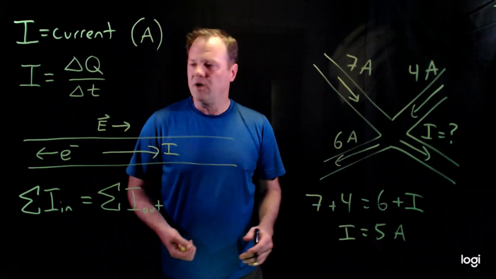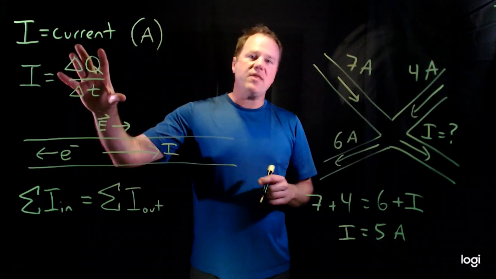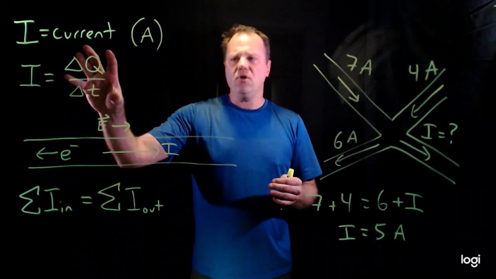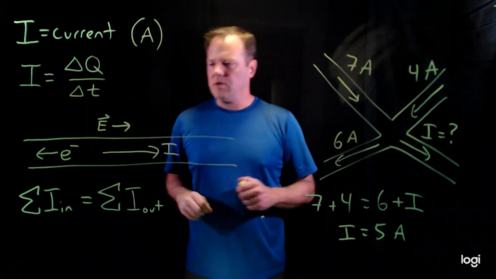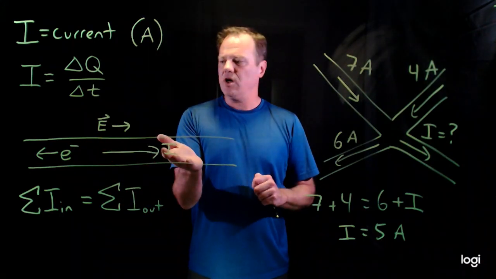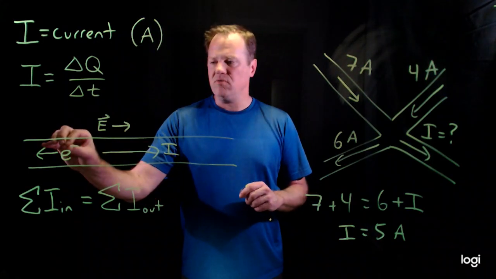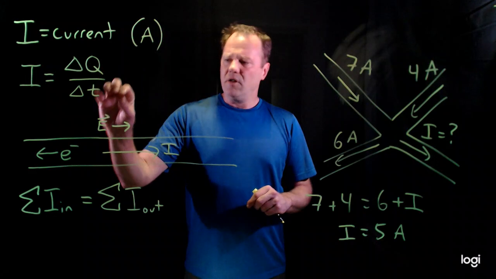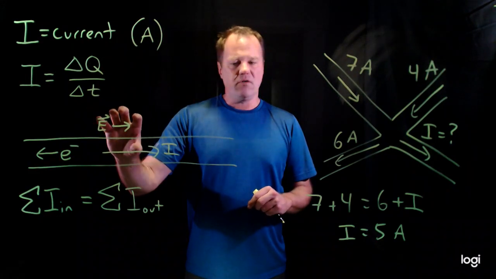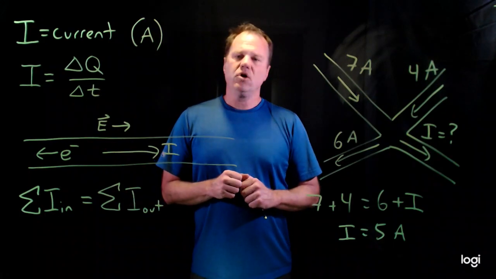So again, just to reiterate, you should understand the definition of current is the rate of flow of charge. Typically, you're not going to be using this formula directly, but that is, strictly speaking, the definition. Current is the fictitious flow of positive charge, while in actuality, what's happening most of the time is electrons moving in the opposite direction. Electric field is the proximate cause of the motion of those charged particles. And then we have this current law associated with current.